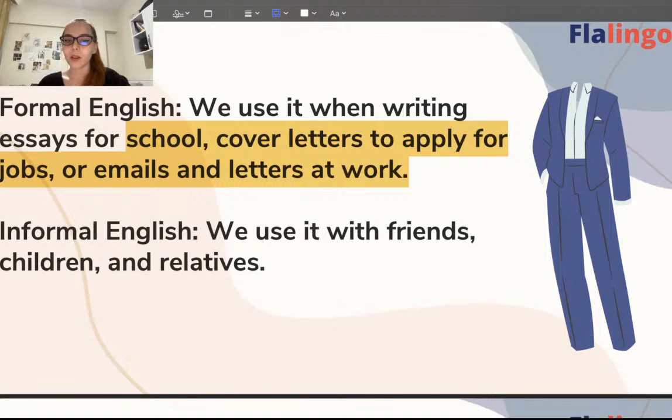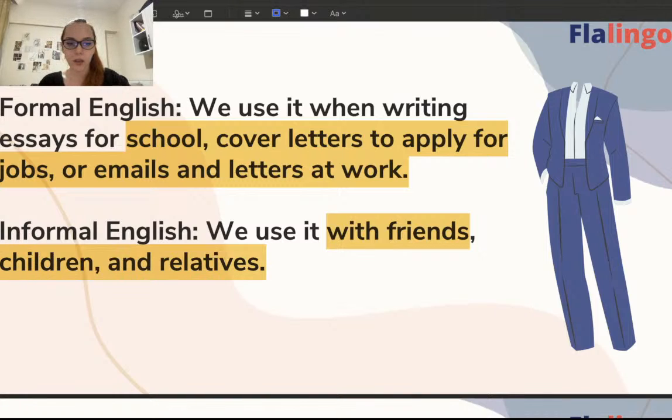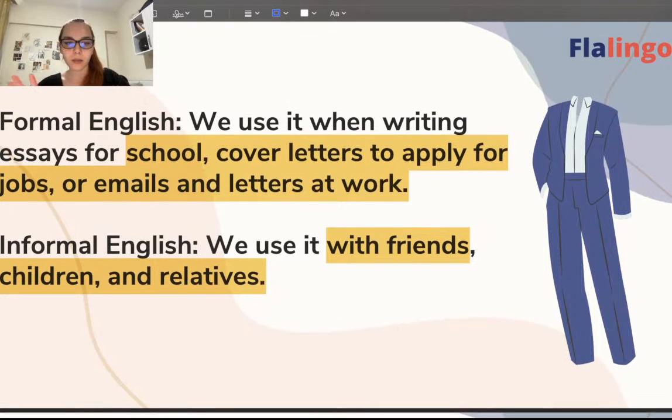All right. And okay, so what is informal English? What is informal speaking? We use it with friends. It is our daily speaking. We use it with friends, children, and relatives. Like, it is our daily, most commonly used verbs, as we know. Okay, so if everything is quite clear, we can continue.